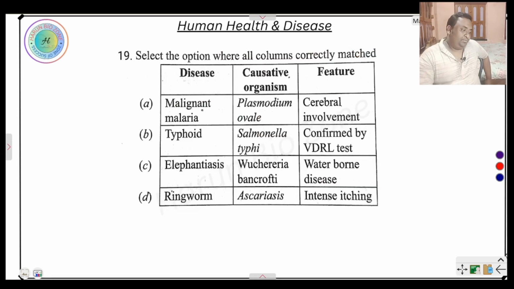Next question. Select the correct match: malignant malaria, Plasmodium ovale, cerebral involvement. Typhoid, Salmonella typhi, confirmed by VDRL test, Venereal Disease Research Laboratory. Elephantiasis, Wuchereria bancrofti. It is a Culex mosquito.